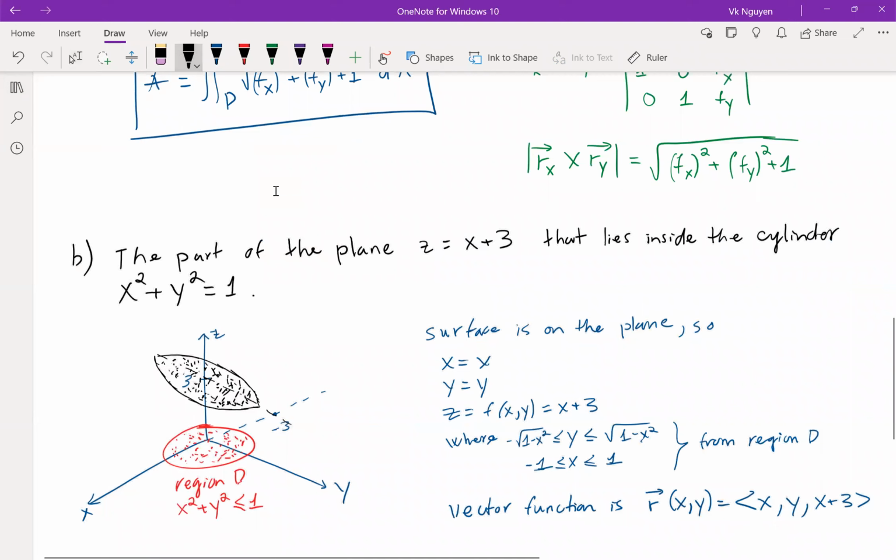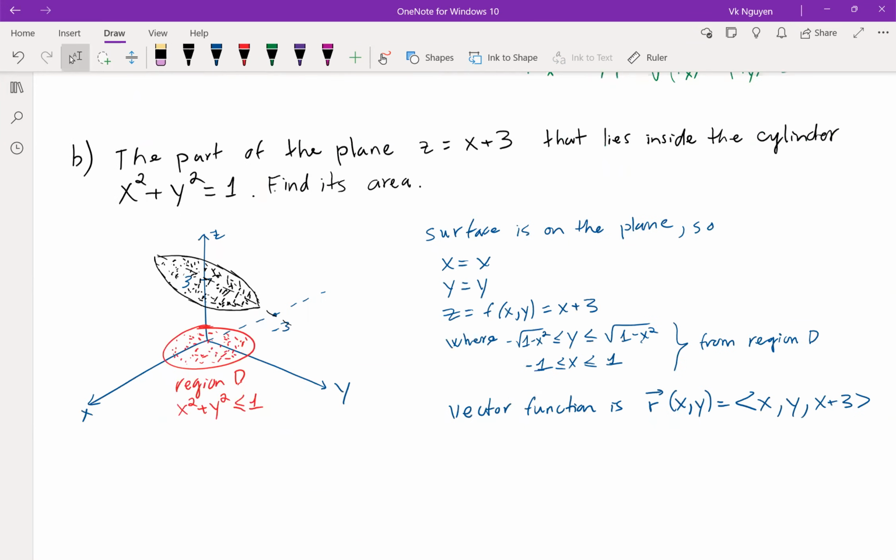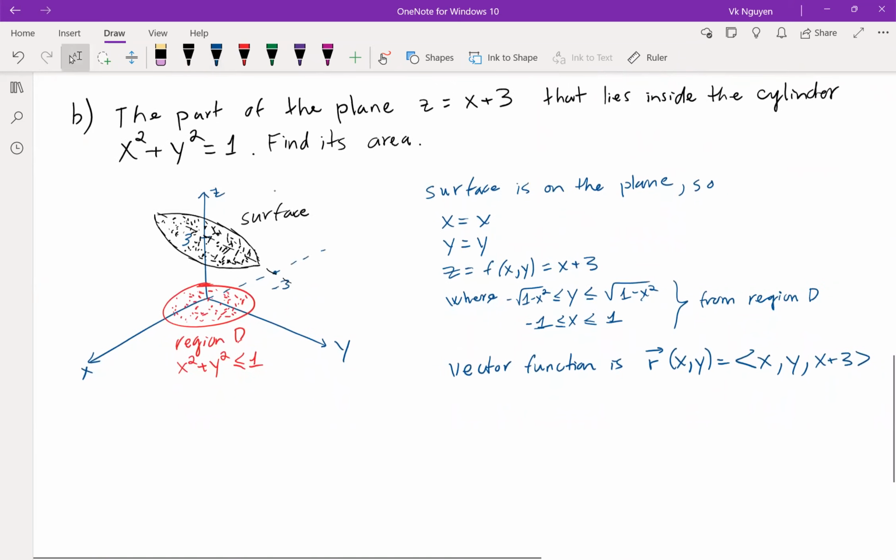This is area. We did this thing last time. Look at the surface there. And we want to find the area of this surface. So, the parameterization we did last time, there's no need to reparameterize this thing. And do the area now.